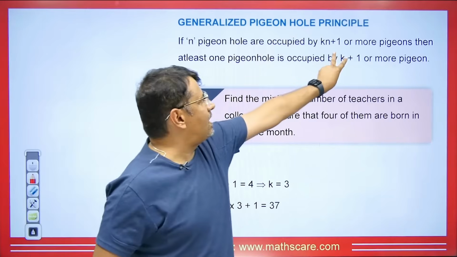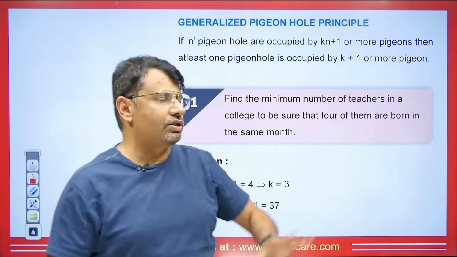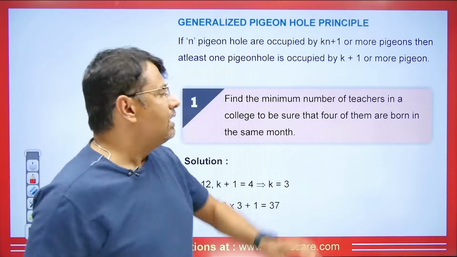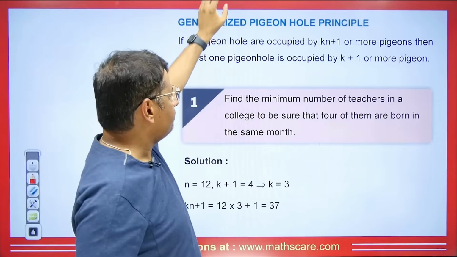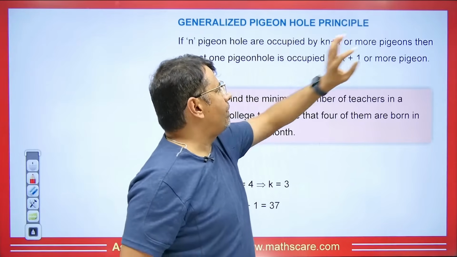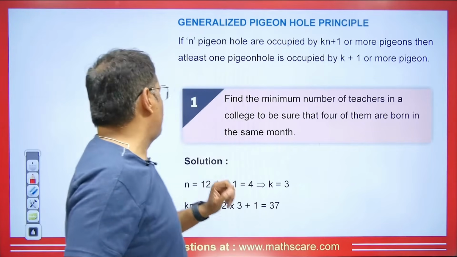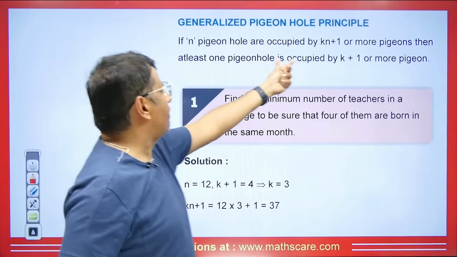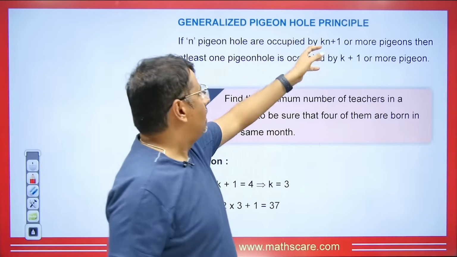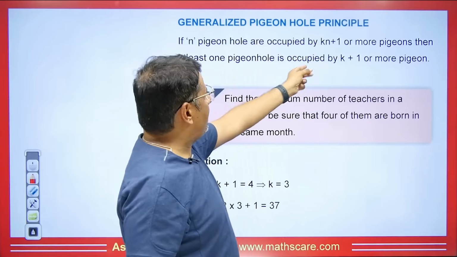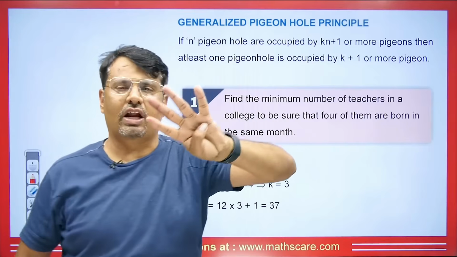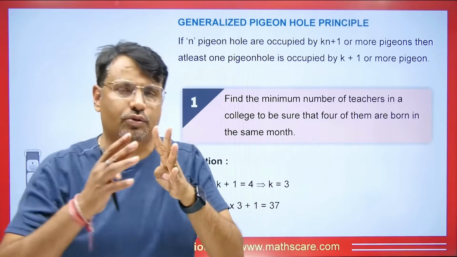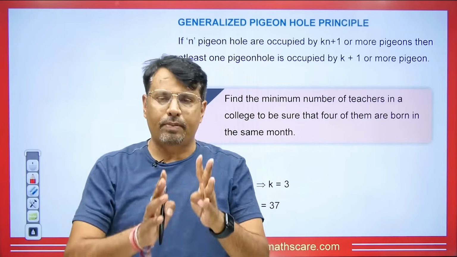So students, according to the generalized pigeonhole principle, if we have n pigeonholes, which in this case are 12 months, and kn plus 1 or more pigeons, then here we need to find the value of kn plus 1, which also represents the number of teachers as mentioned in the question. And here the problem states k plus 1 or more, and we know that k plus 1 is 4. It means that 4 or more than 4 teachers have the same birth month.